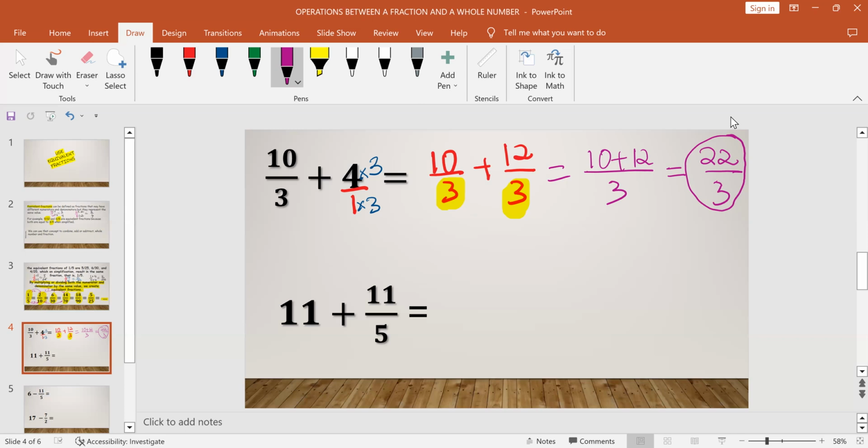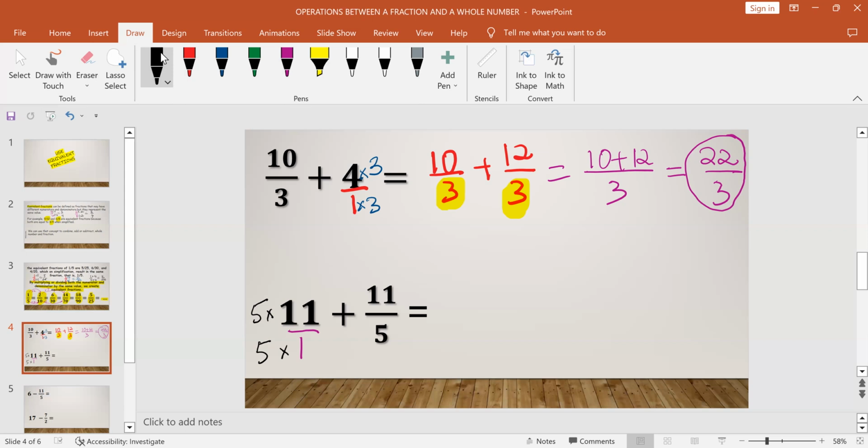Another example, 11 plus 11 over 5. So again, we have a whole number, which is 11, plus a fraction. Before we combine these two numbers, we have to make sure we rewrite 11 as a fraction, where the denominator will be 5. For that, 11 is the same as 11 over 1. If we multiply the numerator and the denominator of this 11 over 1 fraction by 5, we create another equivalent fraction.